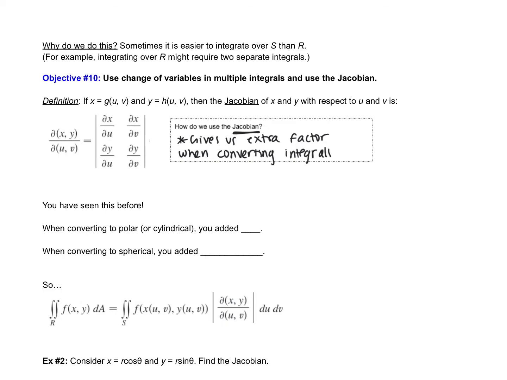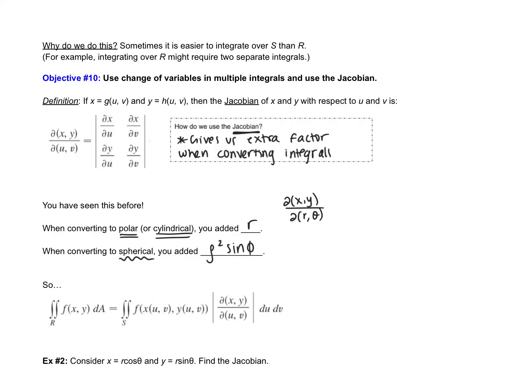Now, you've seen this before with some of the conversions that we've done. When we converted a double integral to polar or a triple integral to cylindrical, you added an r. That r was just the Jacobian. That was the Jacobian of taking x and y and converting it to r and theta. When we converted to spherical, this was a triple integral only. You added rho squared sine of phi. Again, that was the Jacobian.